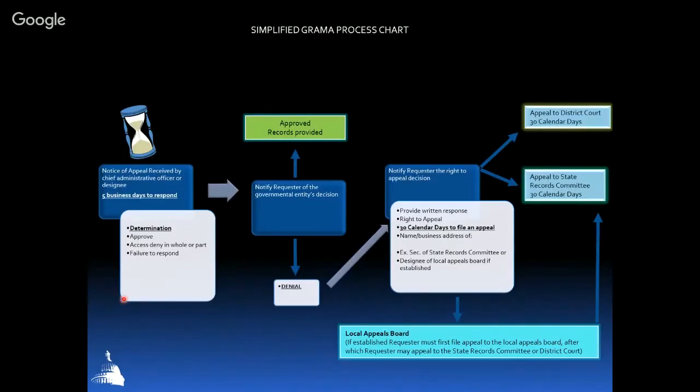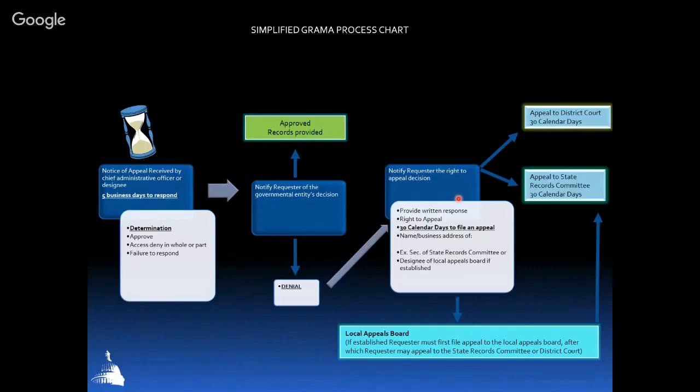So here's another flow chart that deals with the Chief Administrative Officer's responsibilities. The Chief Administrative Officer or designee has 5 business days to respond once they receive the appeal, and they determine by approval, access denied in whole or part, or they may not respond at all, which affirms a denial. They notify the requester of the governmental entity's decision, which if they approve, then you're done, provide the records. If a denial, they go on to the next step, and they would notify the requester of the right to appeal.